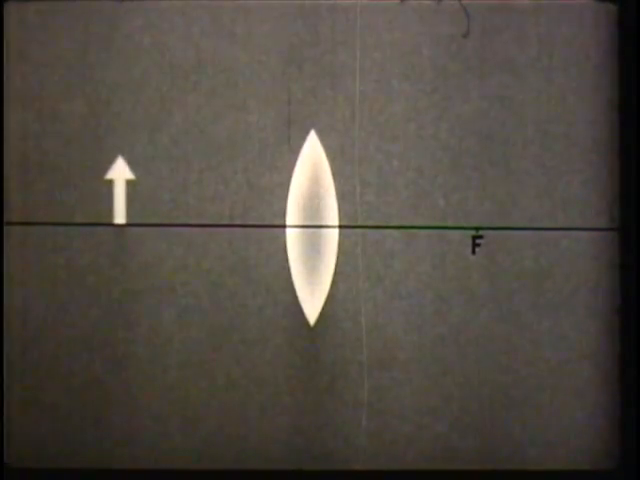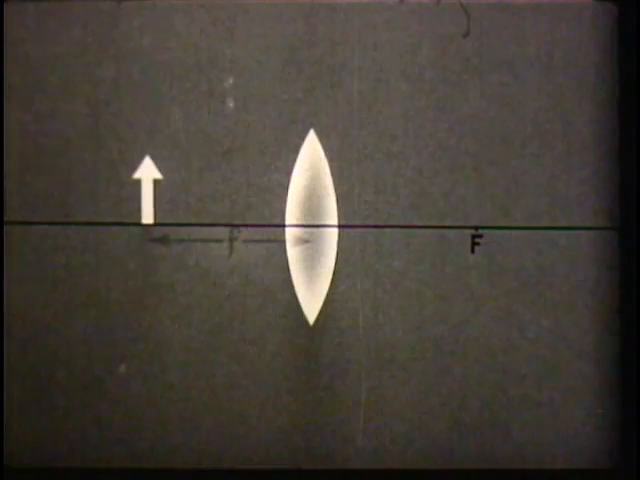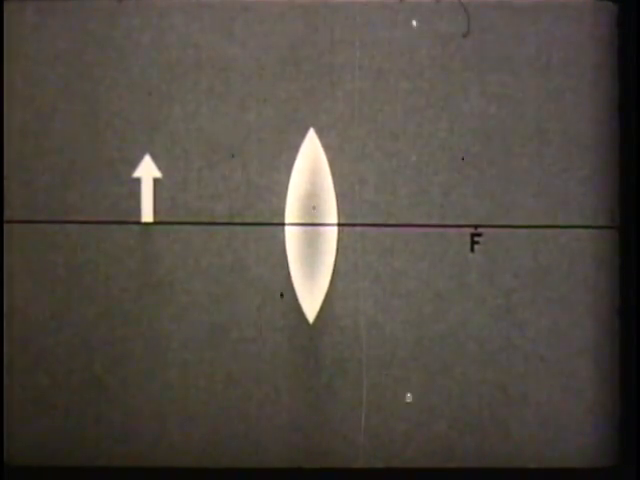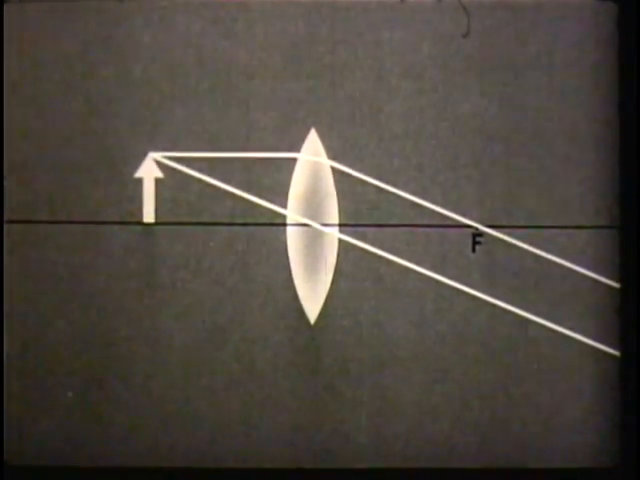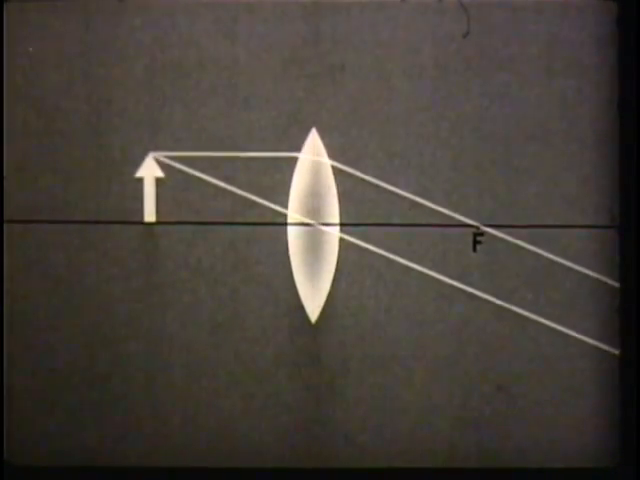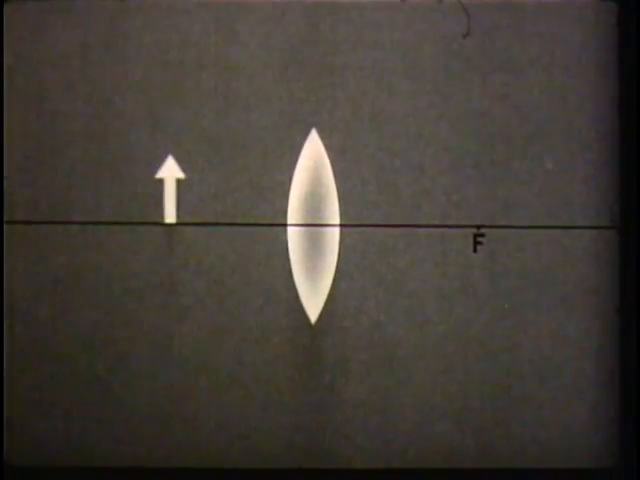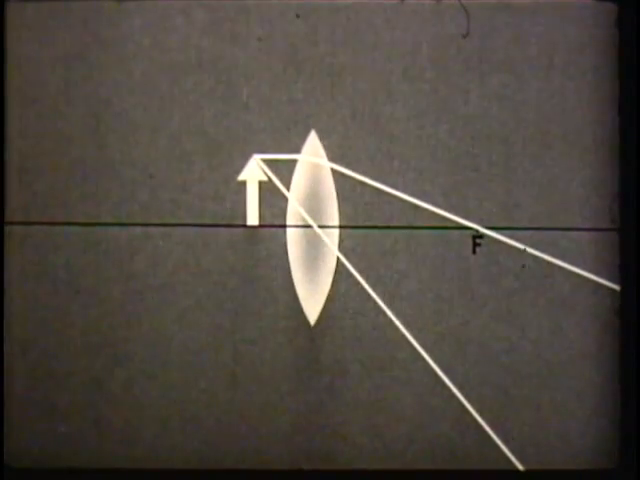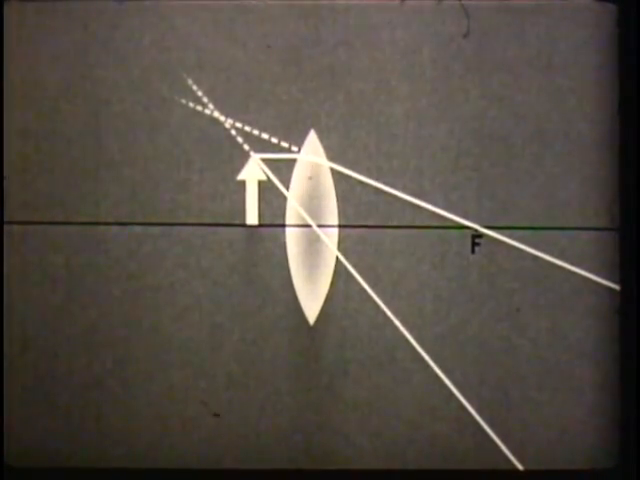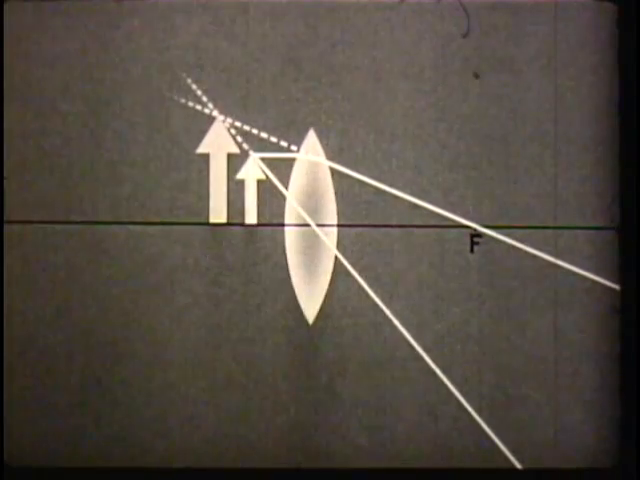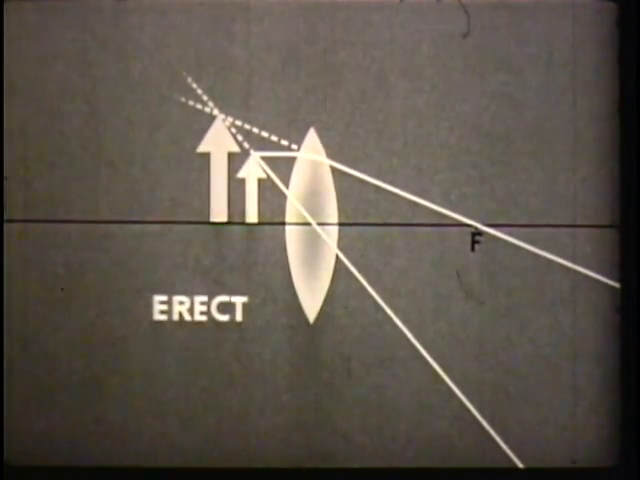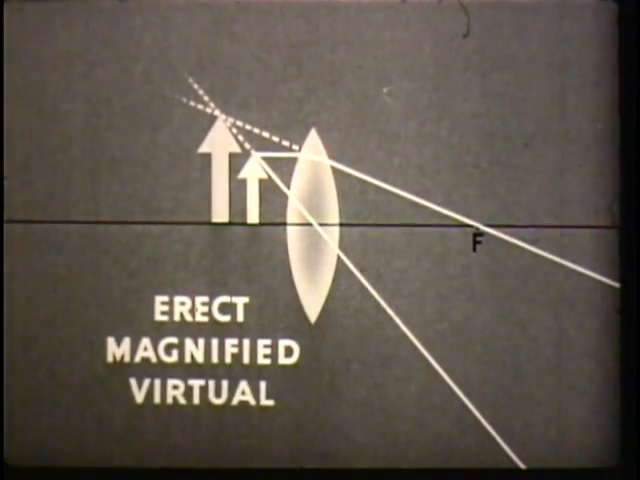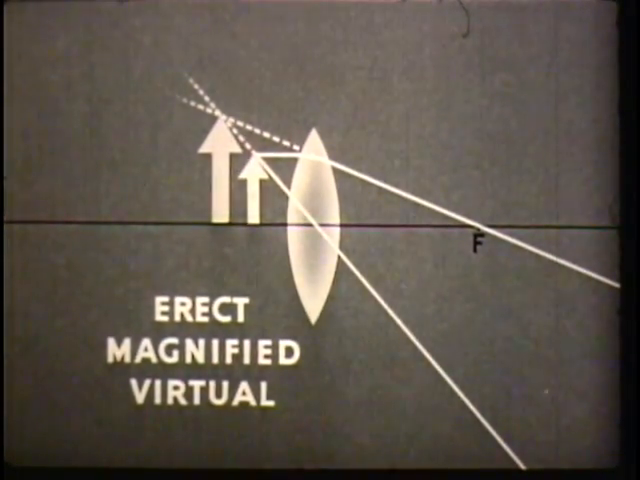When the object is placed at a distance from the lens equal to the focal length, no image is obtained. With the object nearer still, the rays appear to diverge from the image. Now the image is erect, magnified, and virtual. Virtual because it is formed where the rays appear to meet.